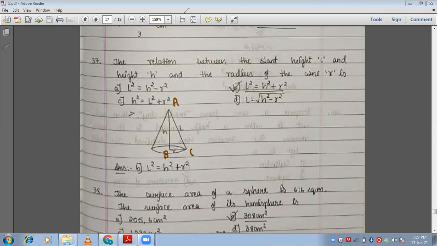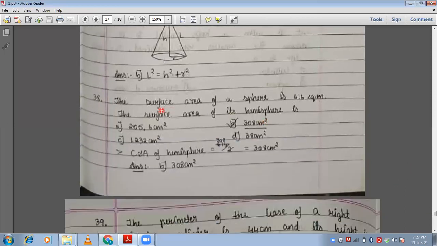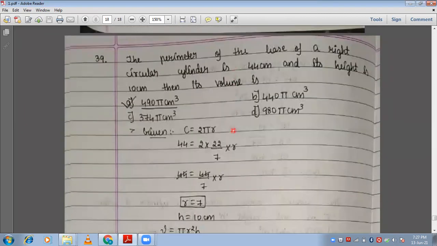Next, 38. The surface area of the sphere is 616 square centimeter. The surface area of the hemisphere is dash. The sphere is given as 616. Half of the sphere is the hemisphere. So half of 616 is 308. So option B is correct.